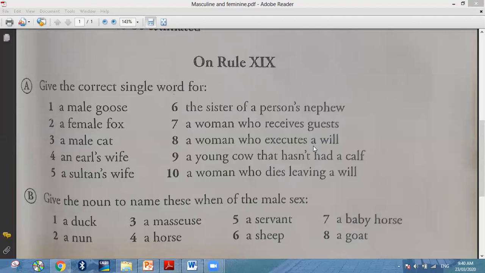I don't know. Okay, try to think. I used my hand for answering 10. So number 10, can you answer number 10? A woman who dies leaving a will? Yes. Testatrix, that's right. Testatrix, like executrix.